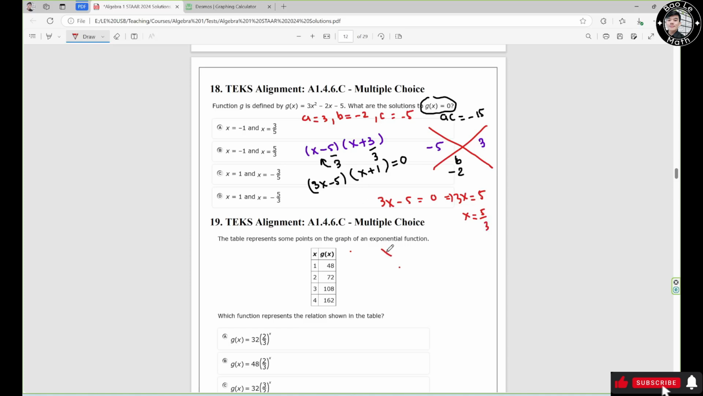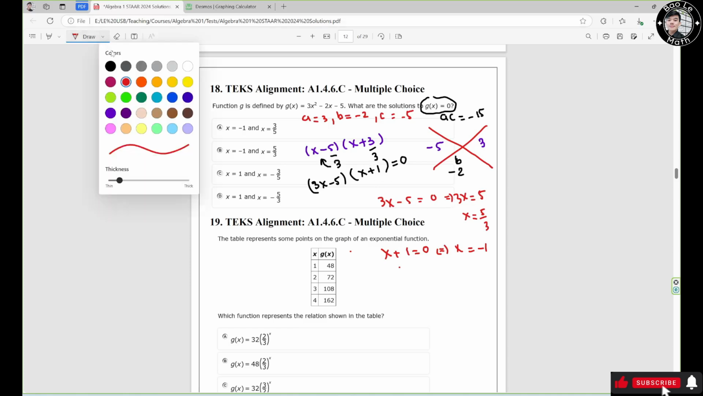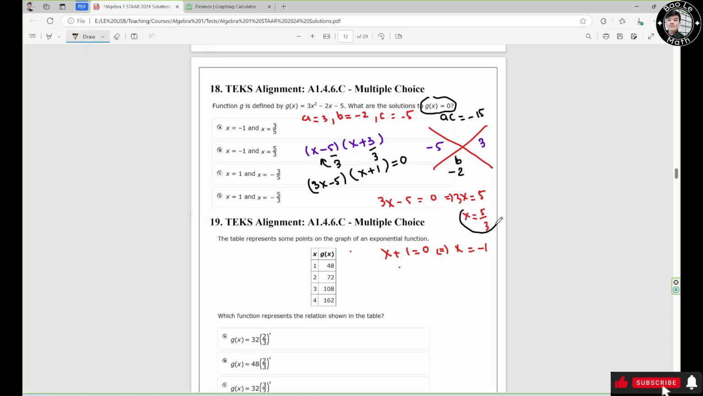The second one, s plus 1 equal to 0. So you're going to subtract 1 from both sides. So s equals negative 1. Now keep in mind, you only use the zero product if the right hand side equals 0. Keep that in mind. If the right hand side is not equal to 0, you need to make it equal to 0. Otherwise, you cannot use this formula. Okay? Alright, so you have two zeros. The first one is 5 over 3. The second one is negative 1. So the answer is B, right?